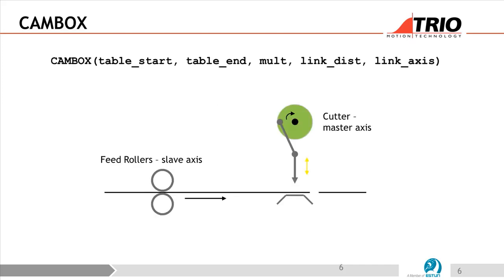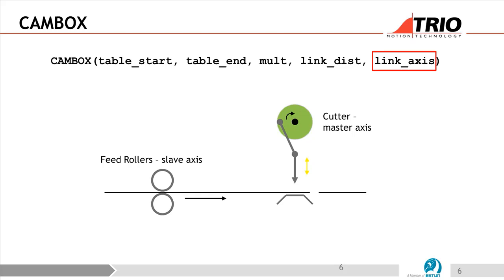Cambox is the linked version of that, so it's the same thing again. Table start and end, multiplier, exactly the same. This time there's a link distance, so it works like the move link. So it will follow master axis over that given distance of the master axis.